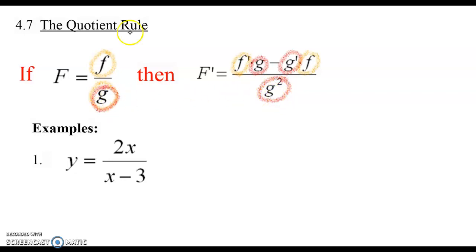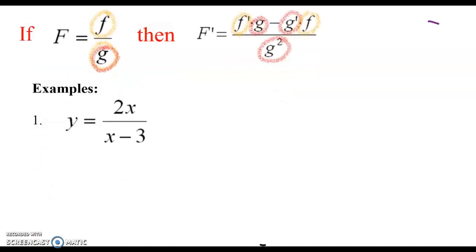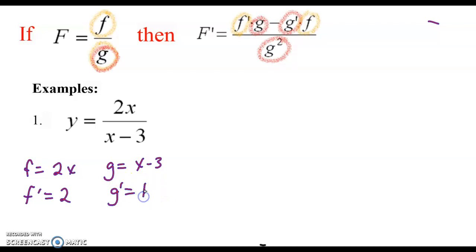Okay, let's try some examples. Looking at example 1 here, some people find it very helpful at the beginning of a question to simply write down f and g. So a lot of people will do this. F is equal to, in this case, 2x. We see the numerator. And the derivative of f then is 2. Also, g is x minus 3, and the derivative of g then would be 1. So finding and identifying that lets you then plug it into the formula.